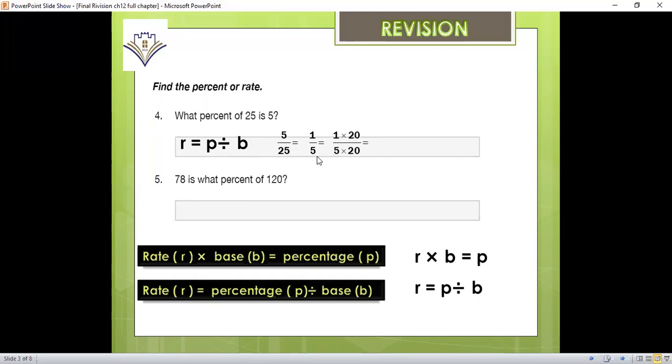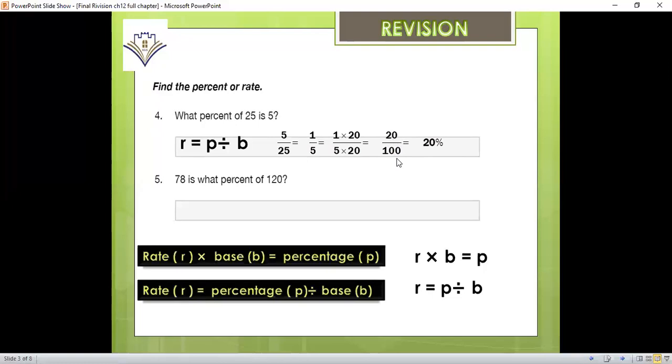Up and down. Then 1 multiplied by 20 and 5 multiplied by 20. Good. Then 1 multiplied by 20 equals 20 and 5 multiplied by 20 equals 100. Now in this other fraction, its second term is 100. Then 20 divided by 100 equals 20%.